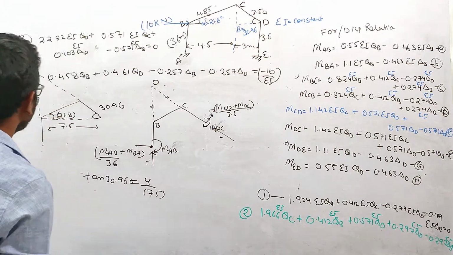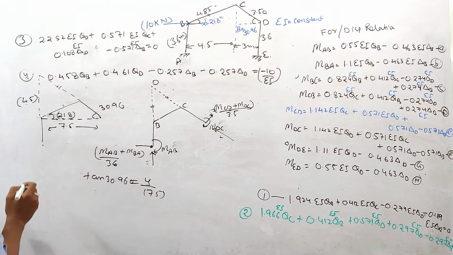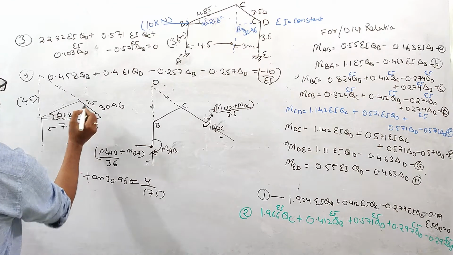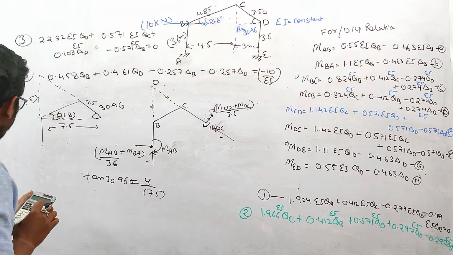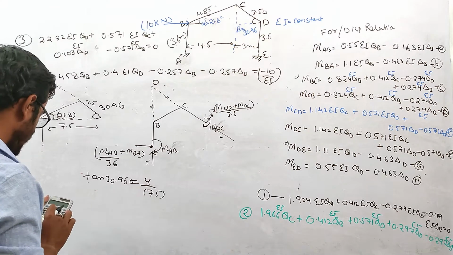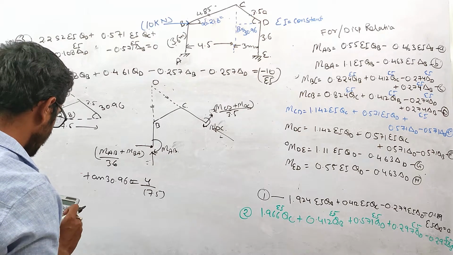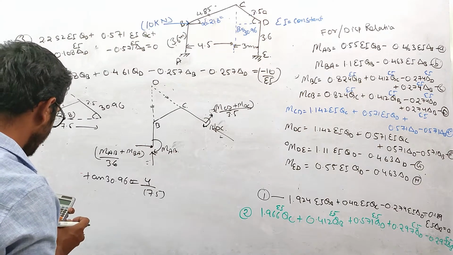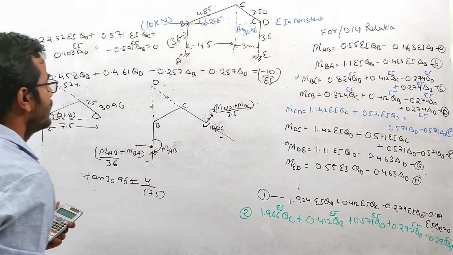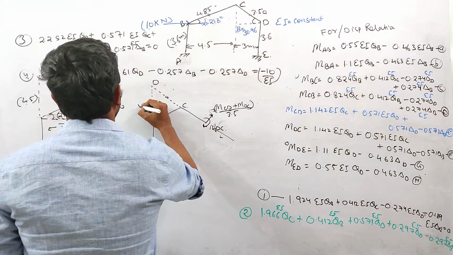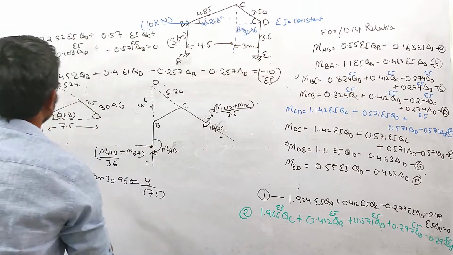Okay, and this remaining distance will be 3.5. So again, if you use Pythagoras theorem, 7.5 square plus 4.5 square minus 3.5. So this is 5.24 basically. Okay, so this distance is 4.5, this is 5.24.